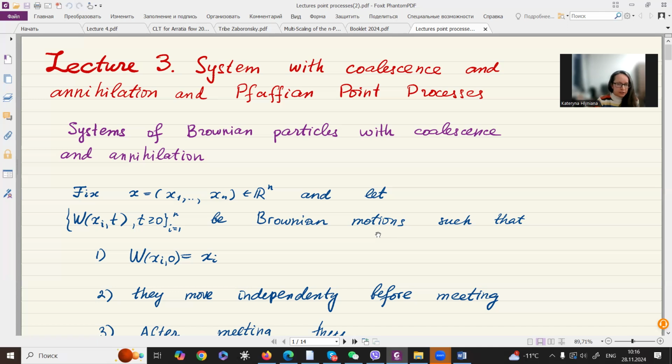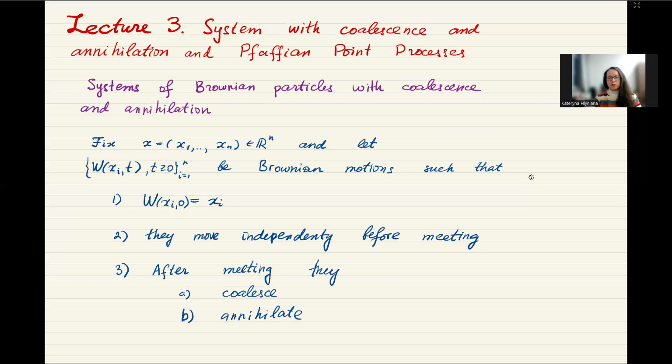So on the first lecture, I gave you two main examples in which we are interested, and the first of them we discussed yesterday. These were the examples of systems of bosons and fermions, and we said that they describe systems of particles with attraction or with repelling. But today we will do something different. Today we will consider a system that has a description in terms of a family of Brownian particles, and then we will see that we can investigate this system using point processes.